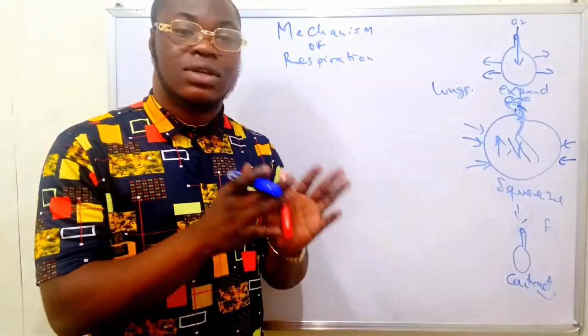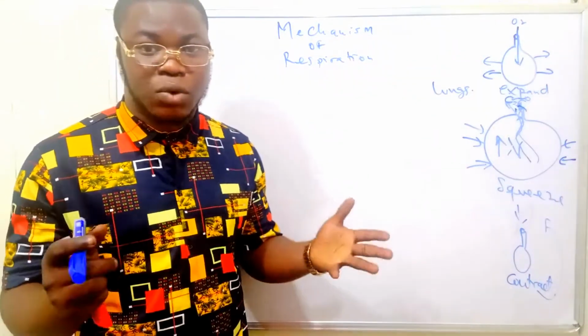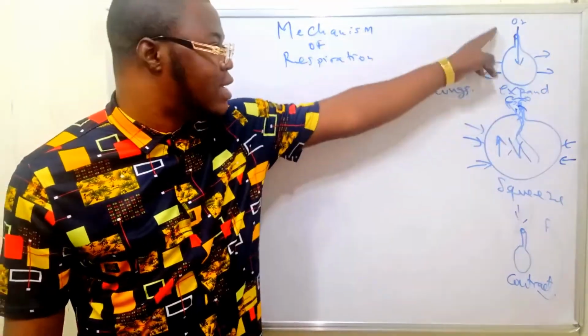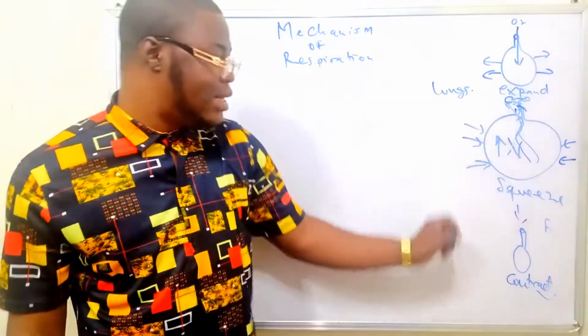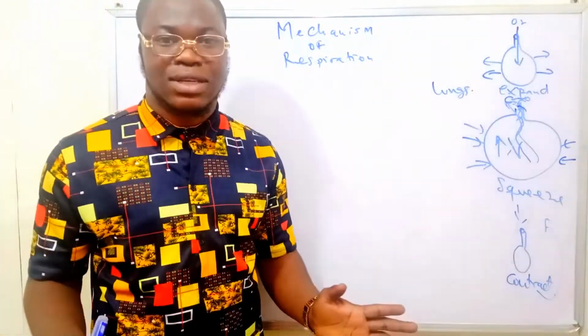So you said, the mechanism of respiration is a process which involves the expansion of the lungs to take in oxygen, and the contraction of the lungs to take out CO2. As simple as that.